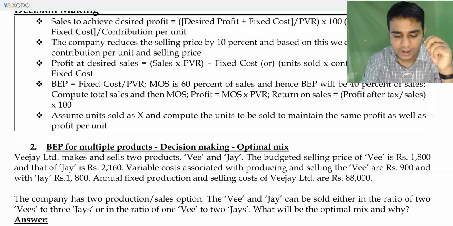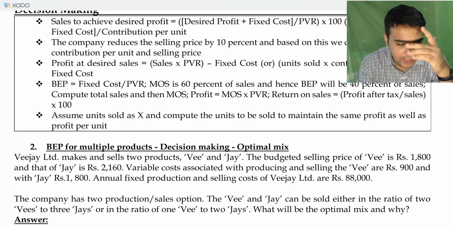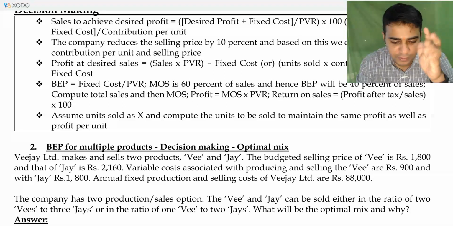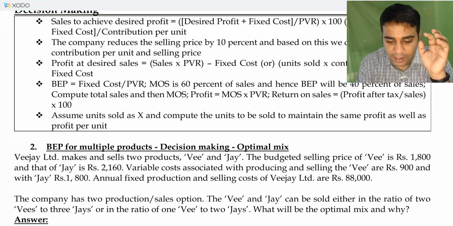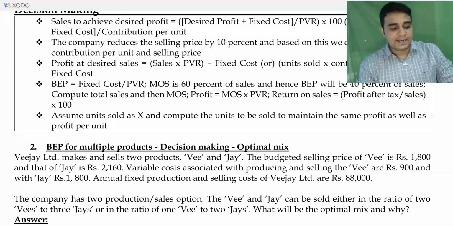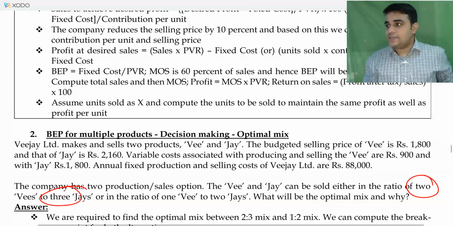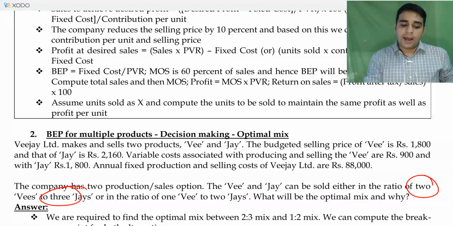Okay, I have two products V and J. Selling price data is given, variable cost data is given, that will give me the contribution per unit, fixed cost data is there. I have two options. Either I can sell in the ratio of 2:3, 2 V's to 3 J's, or I can sell in the ratio of 1:2.